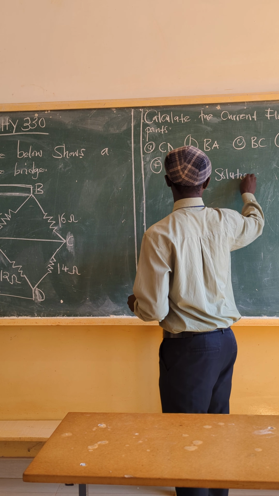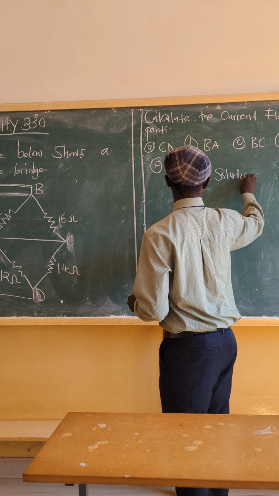Solution. First we check if this bridge is balanced. How do we check if the bridge is balanced? We have resistor BA, resistor BC, and also resistor AD and resistor CD. To check this, we are going to form something in the form of a ratio or fraction. So we'll start with that.